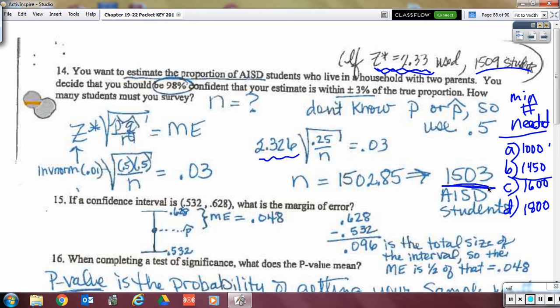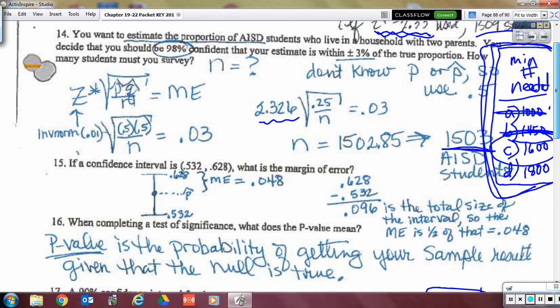That's why, as a multiple choice question, it's going to be worded something like this. What's the minimum amount of students needed in order to meet the requirements? Or in order to be 98% confident within plus or minus 3 percentage points. Okay, so if I need 1503 or 1509 or whatever it is you're saying, is 1,000 enough? No. Is 1450 enough? No. Is 1600 enough? Yes. Okay, so that's how they handle that variation that we get with those numbers.